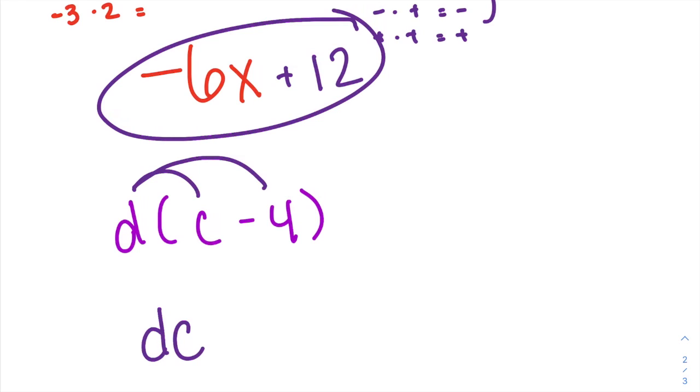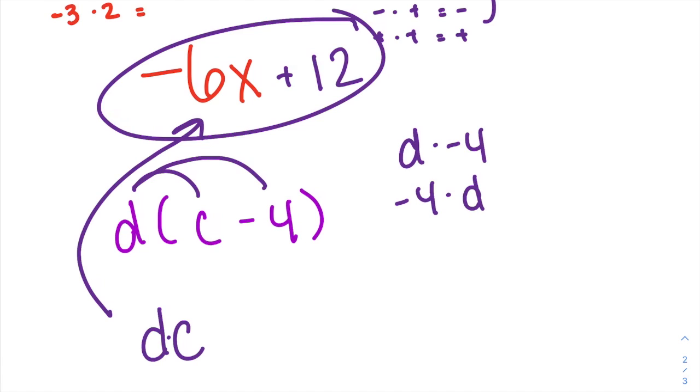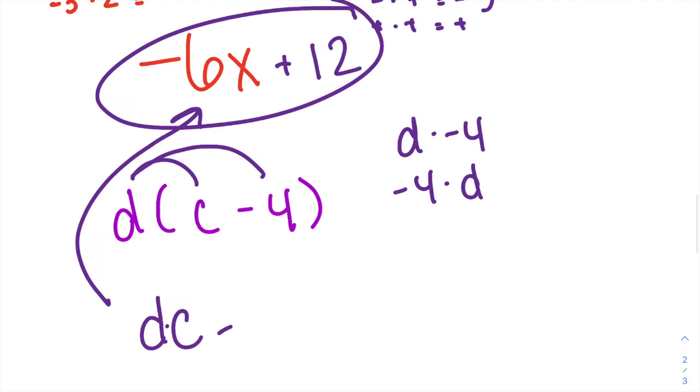If I'm multiplying two variables, I just write them right next to each other. It is implied or assumed that there is a multiplication symbol in between them. You do not need to write it. Just like how I don't have a multiplication symbol in between that negative 6 and the x there. It's just kind of assumed to be there. D times negative 4 is the same as negative 4 times d, which we write as just negative 4d. They're just sitting right next to each other. If you want to put the little multiplication symbol there, you can, but you don't have to.